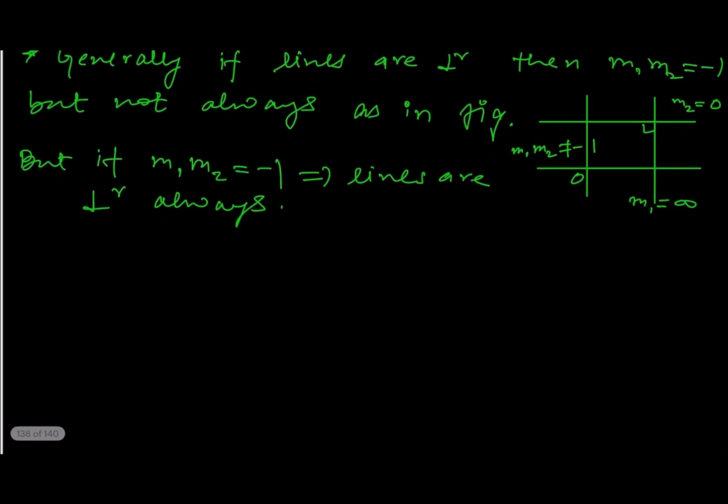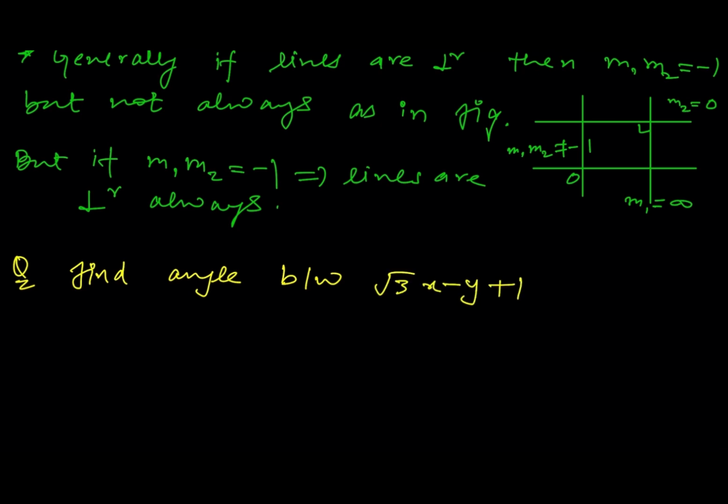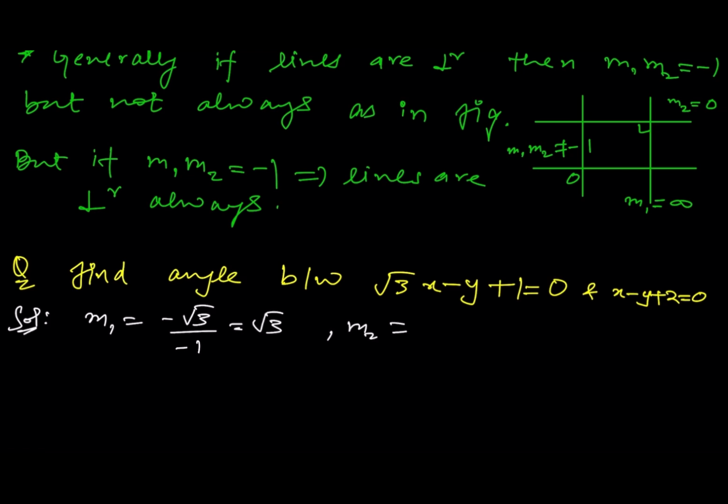Okay, now come to the question. Find the angle between √3x minus y plus 1 is equal to 0 and x minus y plus 2 is equal to 0. Here m1 is minus times coefficient of x upon coefficient of y, which is √3, and m2 is minus times coefficient of x upon coefficient of y, which is 1.